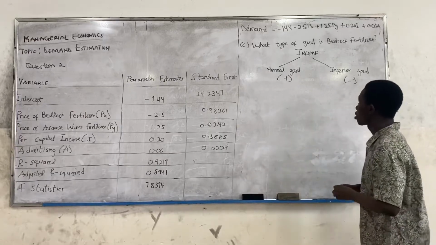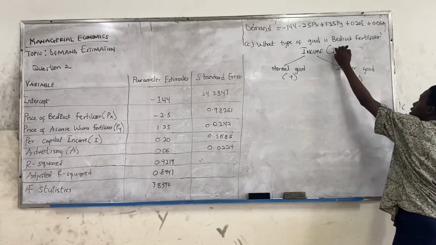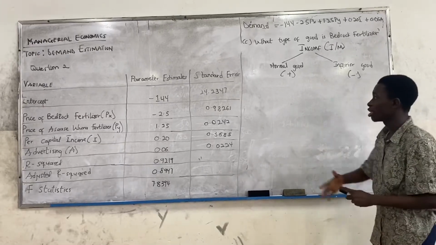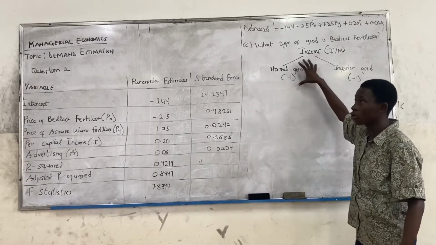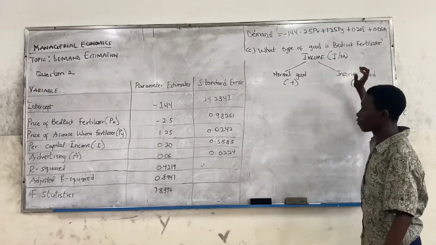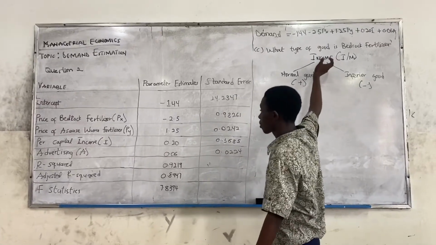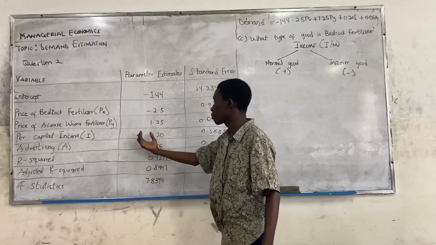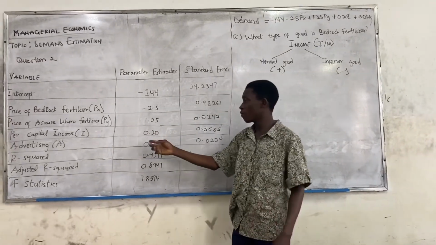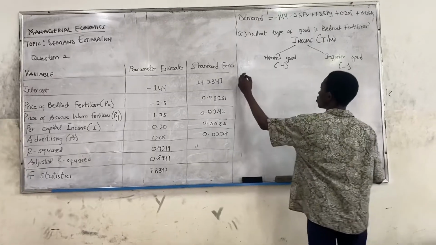Income is denoted by either a capital I or a capital N, so you search in the table for a capital I. If it's positive, it's a normal good. If it's negative, it's an inferior good. We don't have N here, so we search for the other variable, which is capital I. Here we have income, and it's positive, 0.20. Since it's positive, it is a normal good.